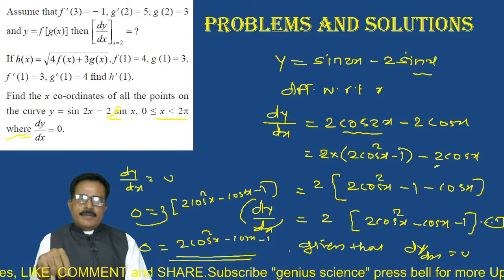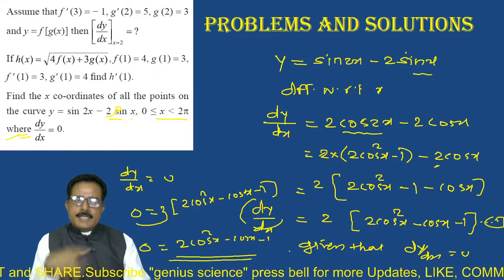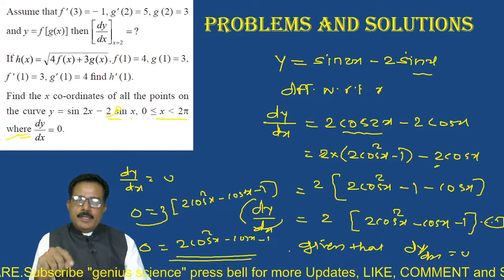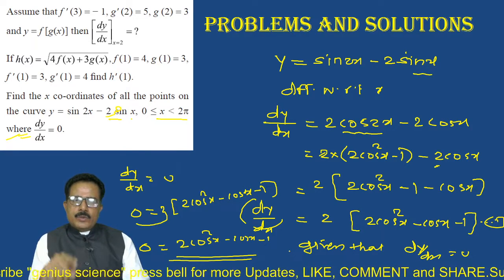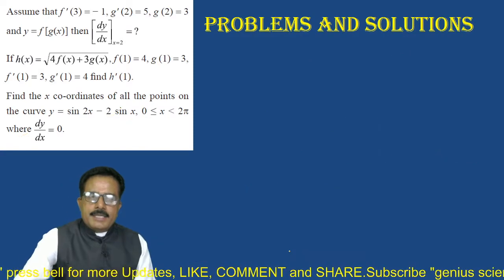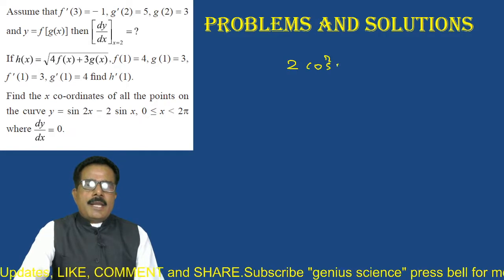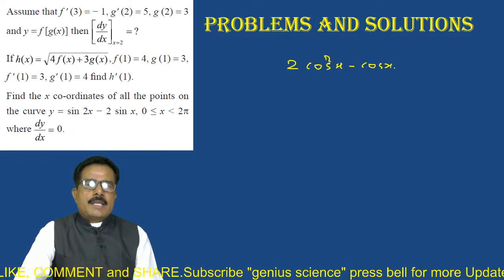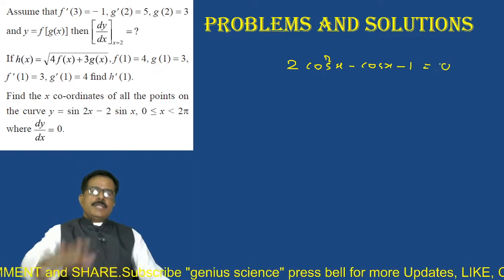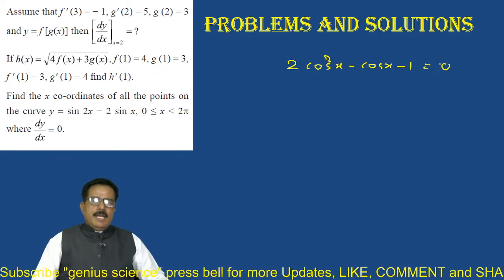See here how to write this quadratic equation. 0 equals 2 cos square x minus cos x minus 1, that can be written as 2 cos square x minus cos x minus 1 equals 0. This is our final step in the previous slide.